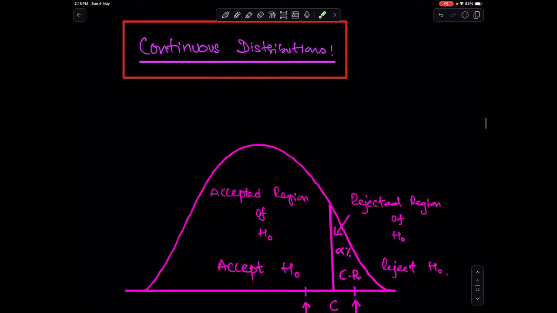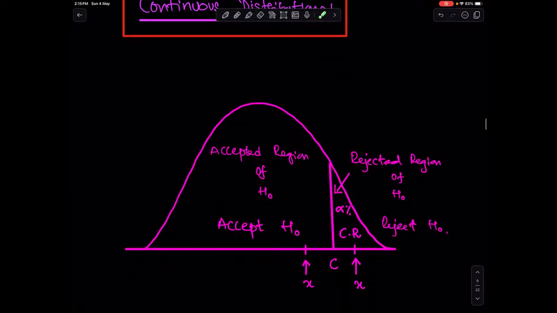Now continuous distributions. This is the critical region and here we reject H naught. Therefore, this is the region of type 1 error. And here we accept H naught. Therefore, this is the region of type 2 error.